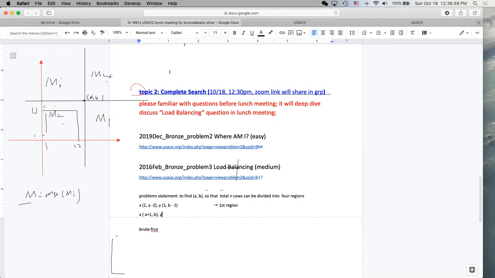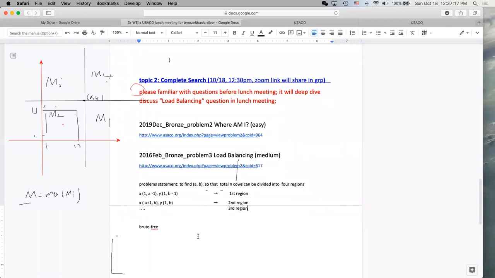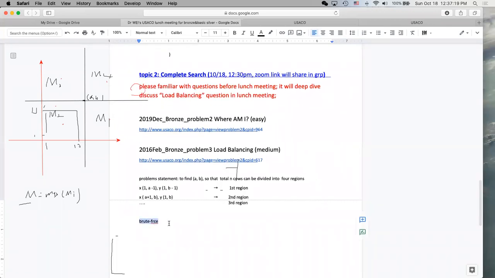And for the y, you're going to have from 1 to where? To b, right? So pretty much with that, you can define the third region and the second region, and so on and so forth, right? Third region and the fourth region.